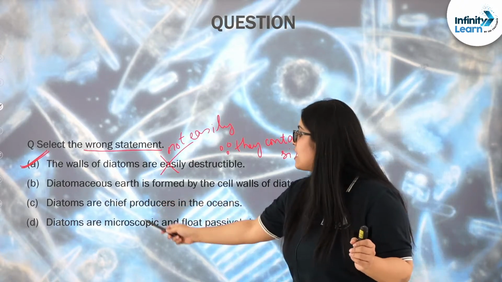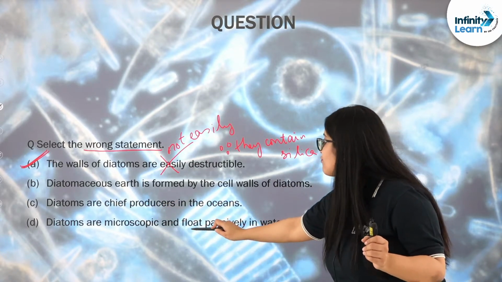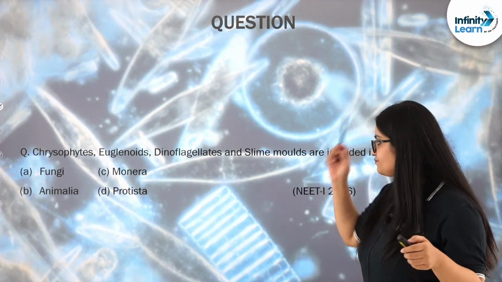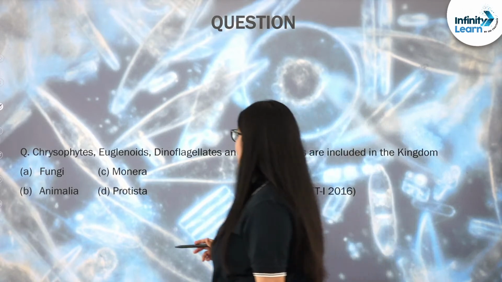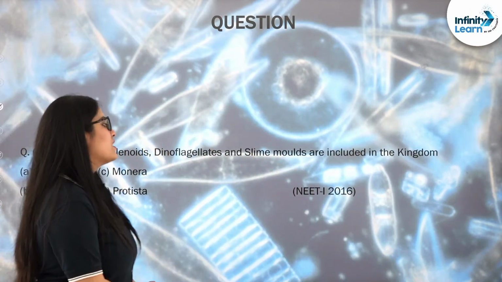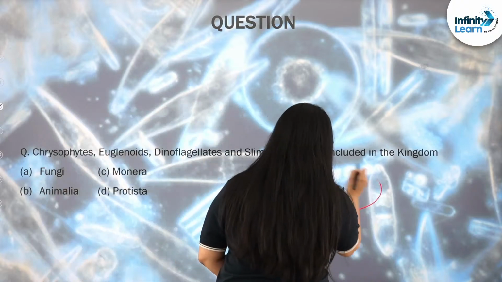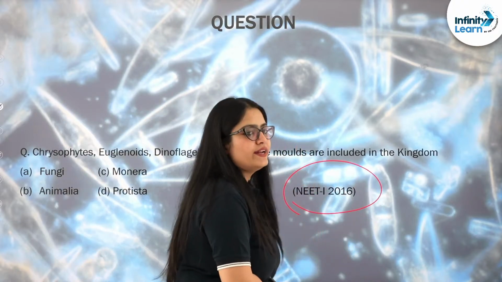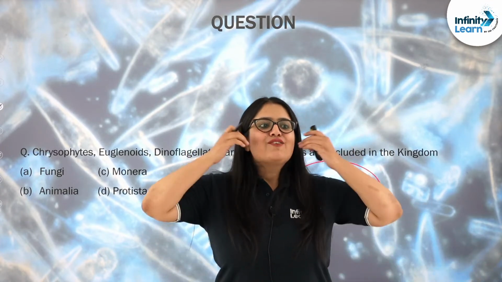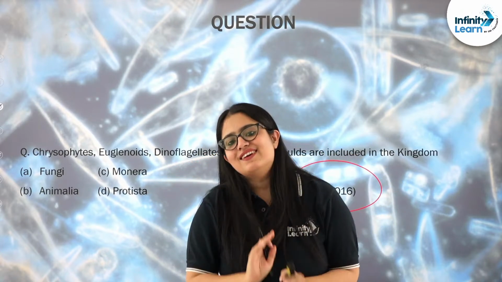So diatoms are microscopic and float passively on water. That is also true. Next. Chrysophytes, euglenoids, dinoflagellates and slime molds are included. It was asked in NEET 2016, first phase of NEET 2016, and I don't think so students, any question can be simpler than this. Any fact cannot be simpler than this, right?